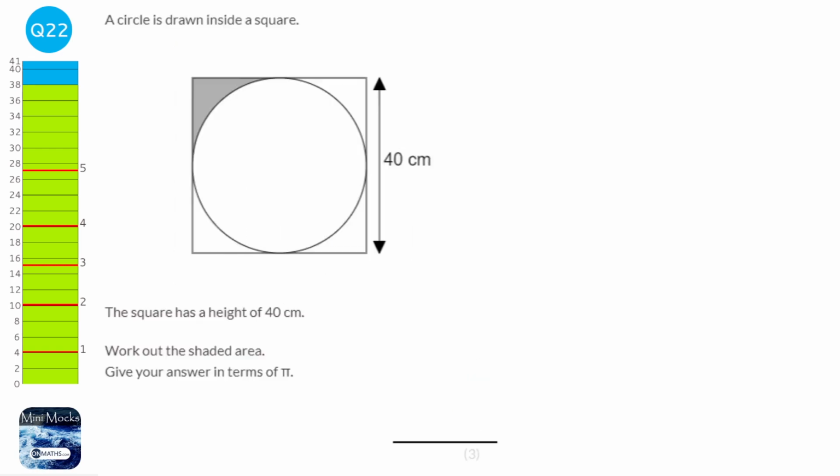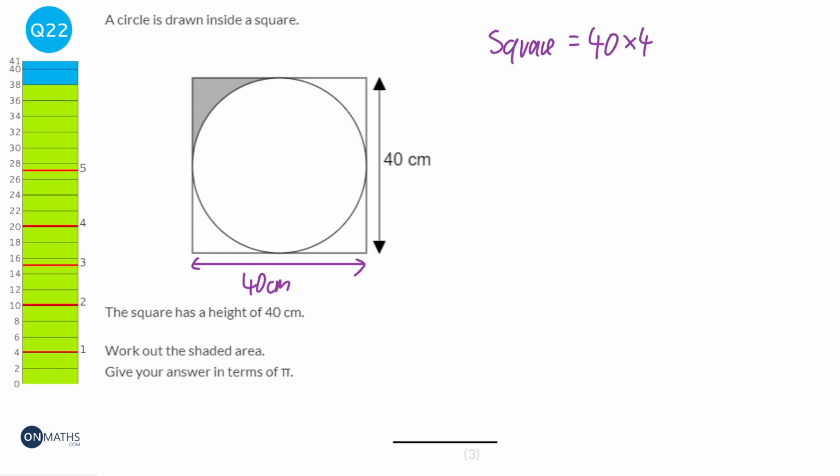First thing we notice is that there is a square here. So we can work out what this length is going to be. It's also going to be 40 centimeters. And whenever we're working out the area of a shaded area, we're normally working out the area of two shapes and subtracting one from the other. And this question's really no different. So we're going to start off working out the area of the square. And all we need to do now for that is 40 times 40, which will be 1,600 centimeters squared.